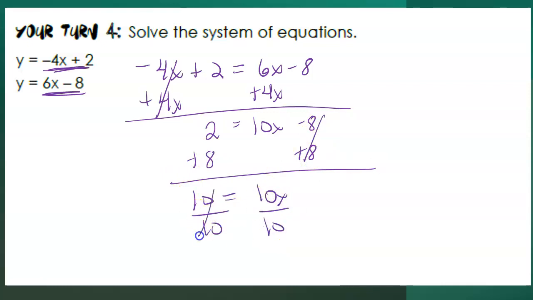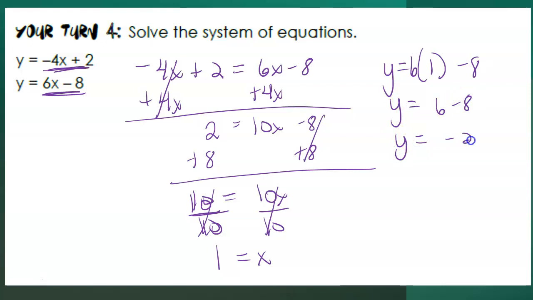Divide by 10. Whoops, didn't mean to cross this one out. 10 over 10 is 1 equals x. Then plug back in. So I can plug into either one. I think I'll plug into the bottom one, just because. y equals 6x minus 8.